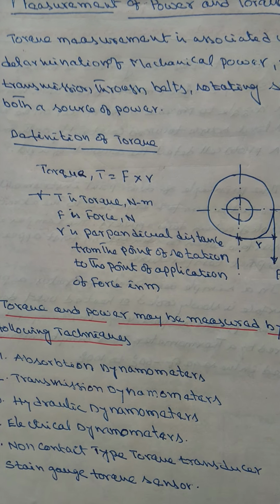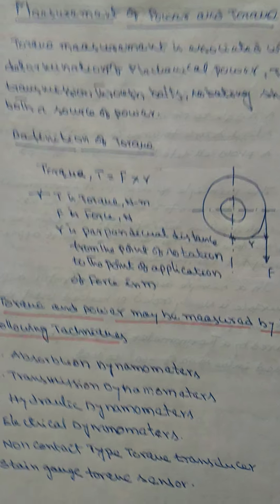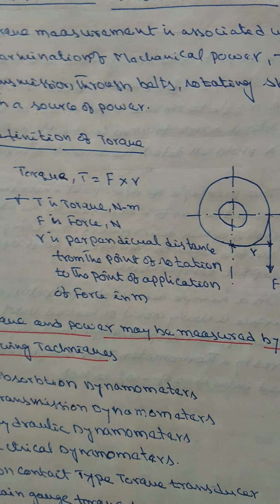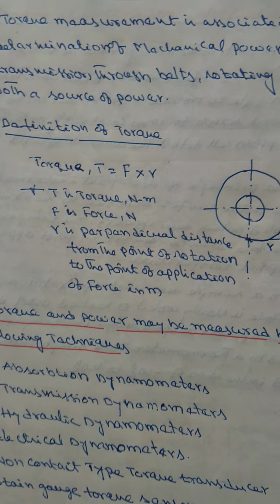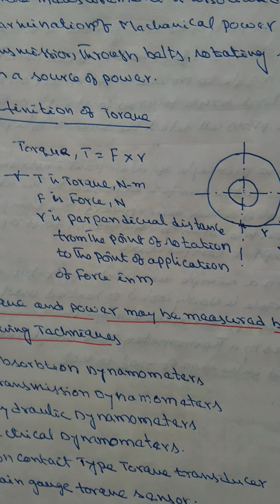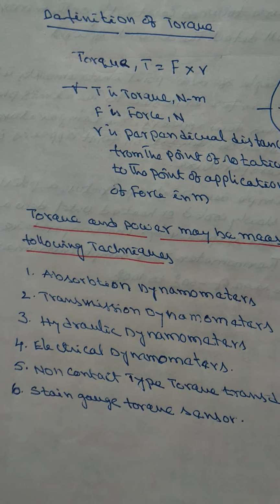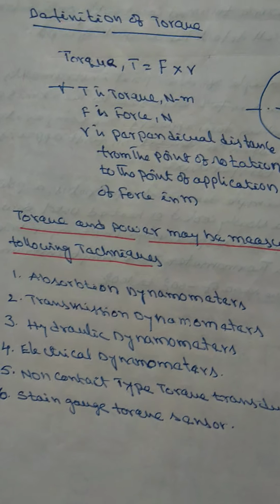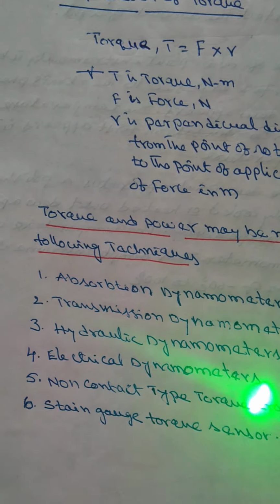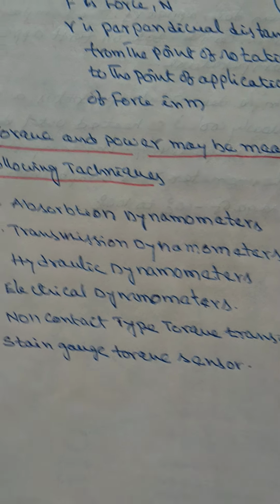Different types of dynamometers are there, and with their help we measure torque and power. Now we will see the different types of dynamometers. First is the absorption dynamometer, second is the transmission dynamometer, third is the hydraulic dynamometer, fourth is the electrical dynamometer, and then the non-contact type torque dynamometer, strain gauge torque sensor or torque converter.